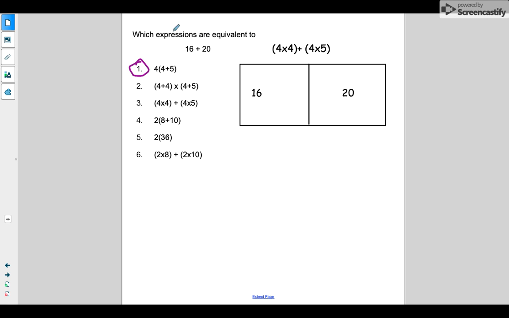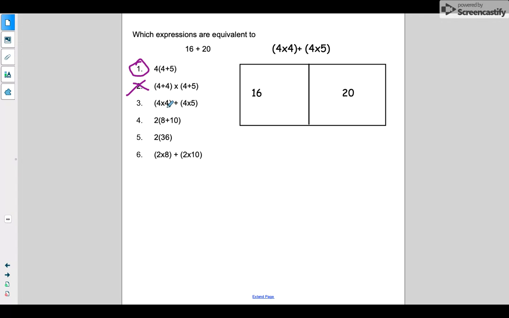Now I'm going to go and check the next one. 4 plus 4, that would give me 8, times 4 plus 5, which would give me 9. That's not what that's doing here. I'm not multiplying these two boxes by each other. I'm adding them. So right away, I know this one's not going to work.